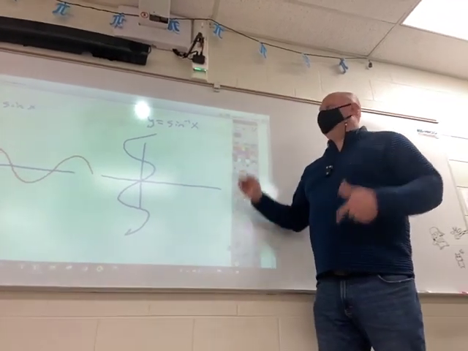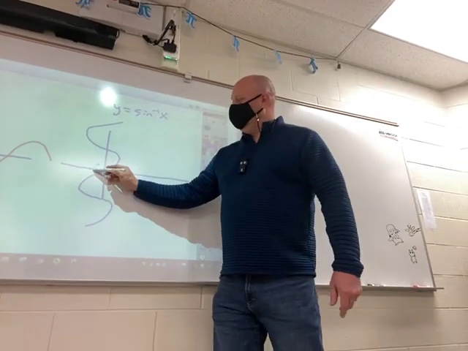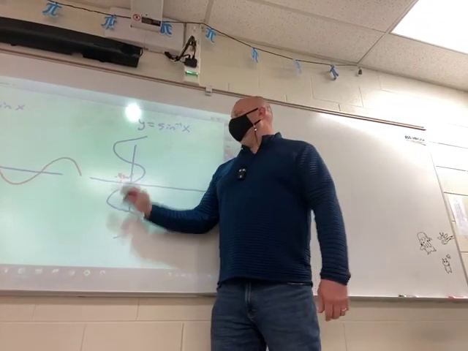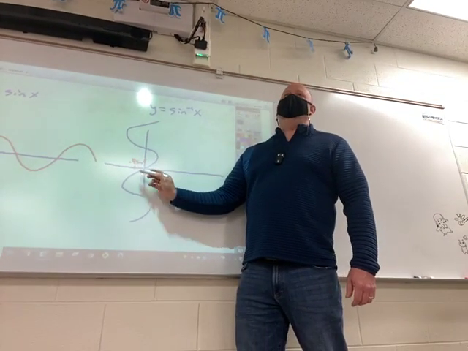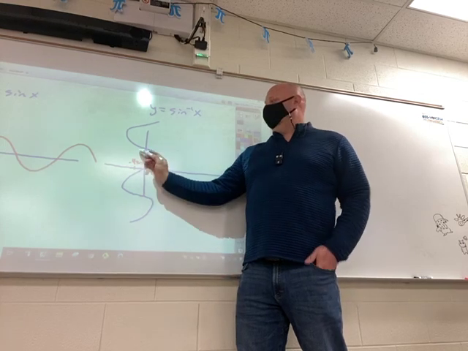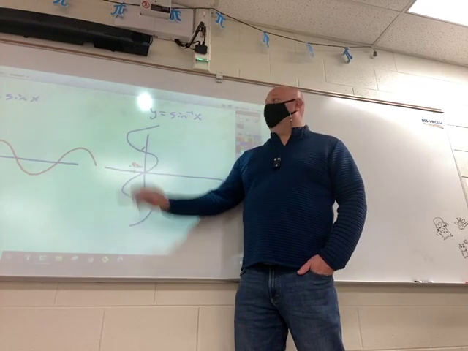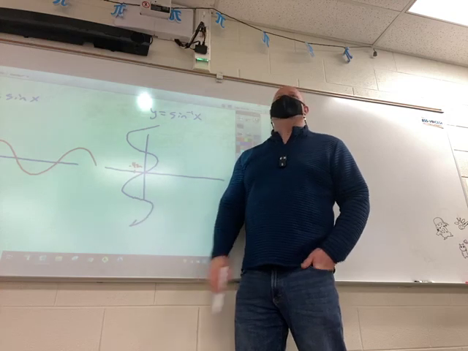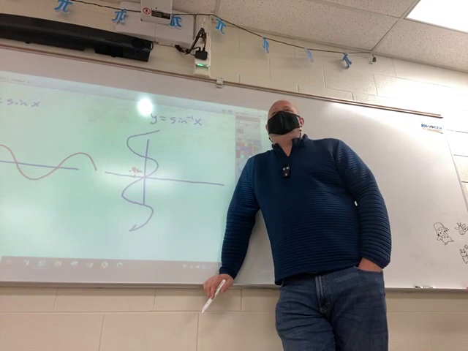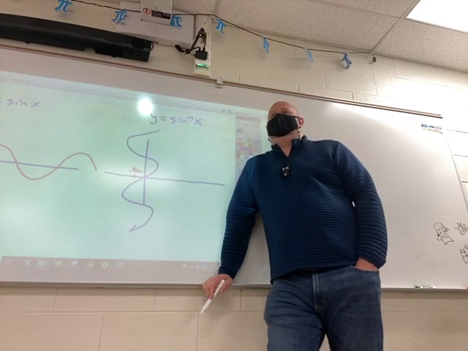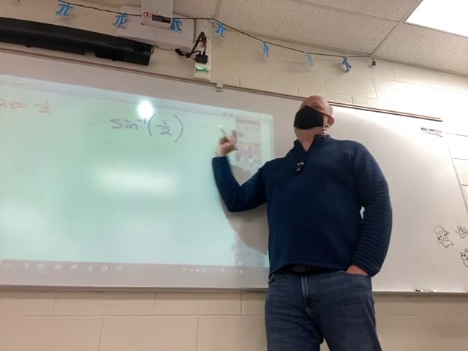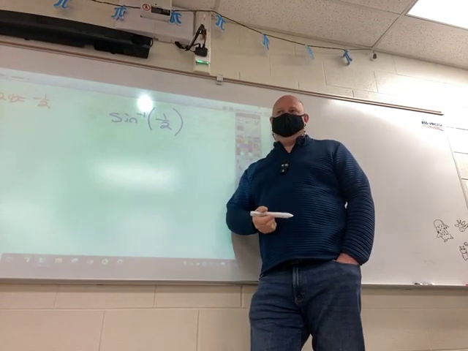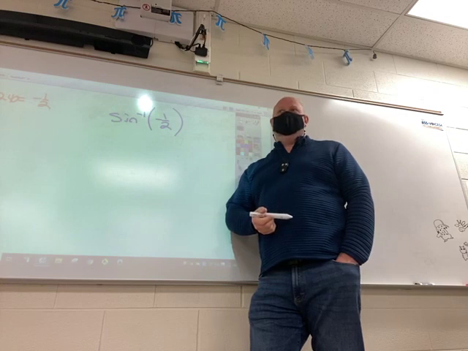Now, here's negative a half. What we have to find is where does this graph hit that point? Well, it's going to hit it right there, and it's also going to hit it right there, and right there, and right there. How many times is that going to hit that point? An infinite number of times. The answer to this question has an infinite number of answers, and we're going to find them all. I know, isn't it mind-blowing?